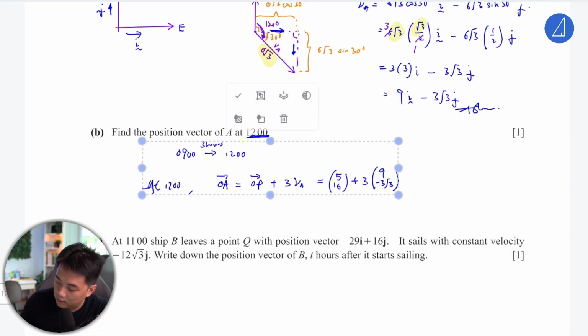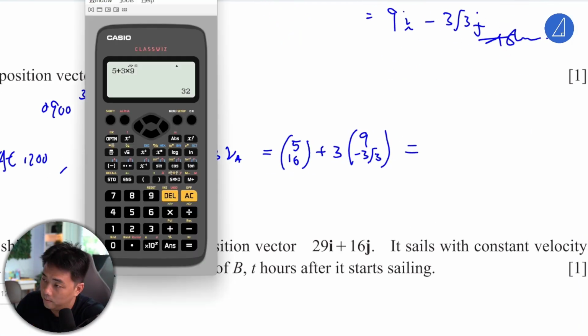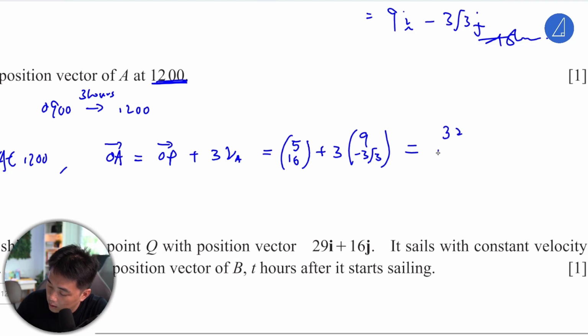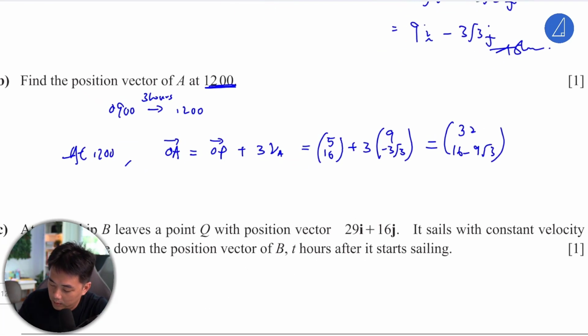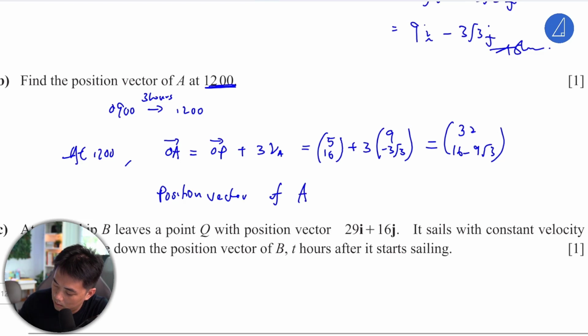The position of A will be 5 plus 3 times 9, which is 32, so 32i plus 16 minus 9 root 3 j. So the position vector of A is 32i plus 16 minus 9 root 3 j.